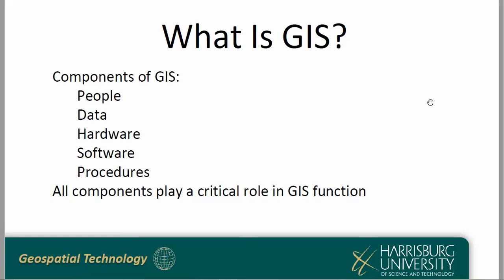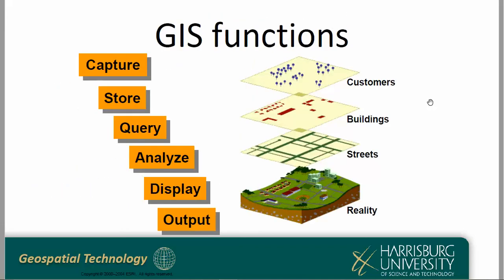But let's talk about the functionality of GIS. We introduced this in the last slide deck, but let's look at it in more detail. Those GIS functions are the ability to capture information. Once it's captured, store it, being able to go through and query that information, meaning ask questions of it. Once we have it, we can run some analysis or analyze that data in lots of different ways, and we'll get into that in this class.